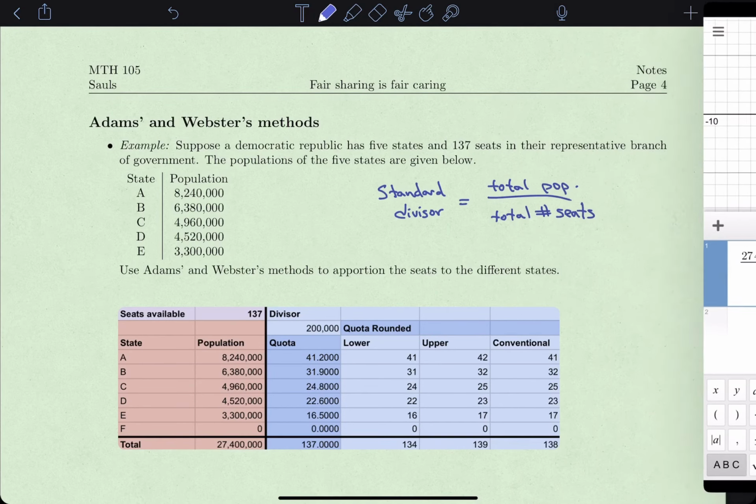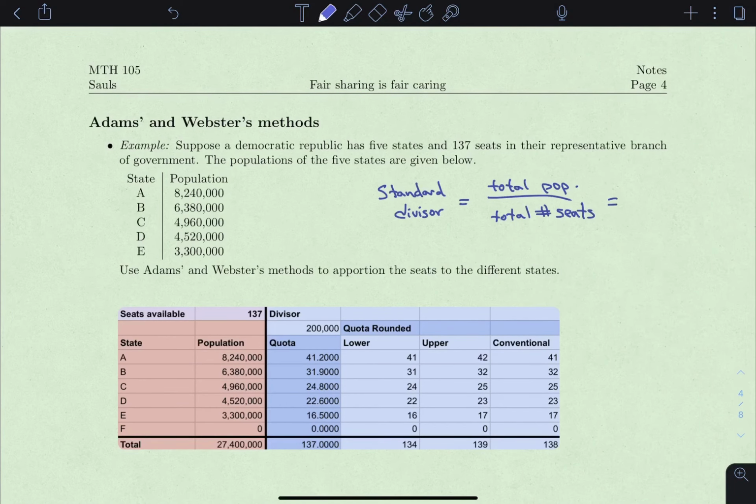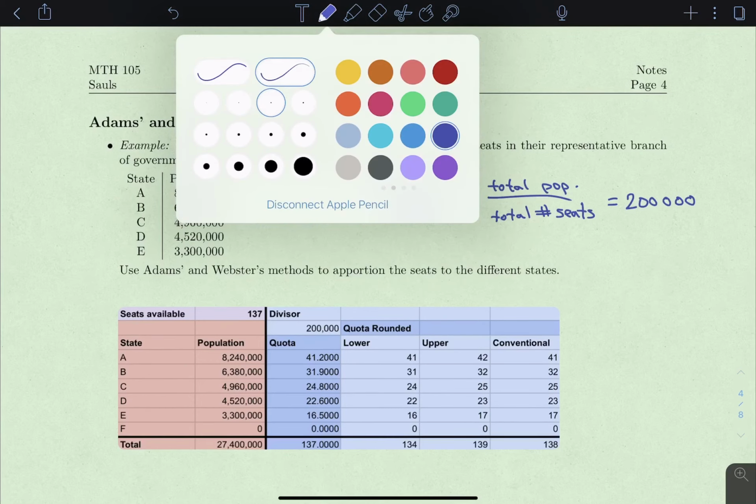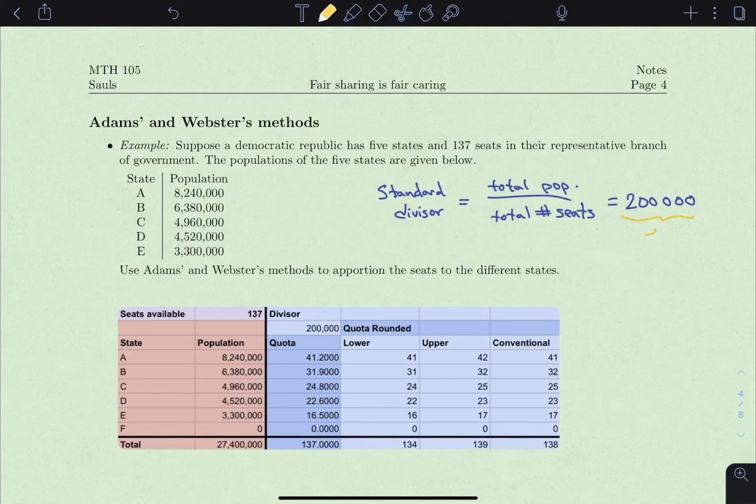So then what we do with that divisor, the standard divisor, is we divide it into each of the populations, and it gives us this quota. And that was like the ideal amount of seats that state A would get. We say, oh, bummer, we can't shell out these fractional parts, so we're going to have to do some rounding somewhere. In the previous video, we talked about Jefferson's method, which used the lower boundary.